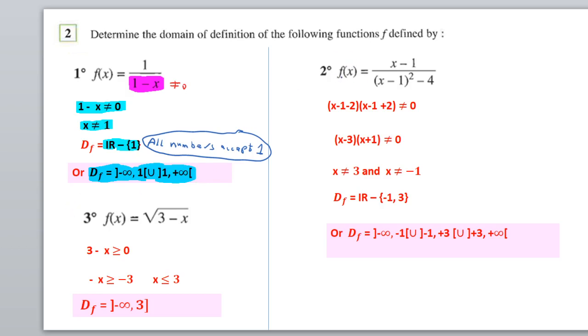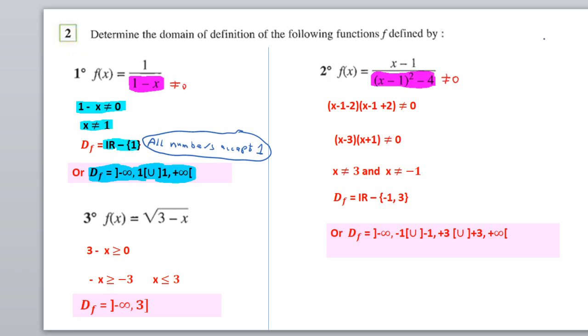2. f of x equal x minus 1 over x minus 1 all of it squared minus 4. The denominator again should not be equal to 0. So this one is not equal to 0, not allowed to be equal to 0. Now how do we write it? We write it like that. Now x squared minus 4, minus 1 all of it squared minus 4. Just let me explain it here.